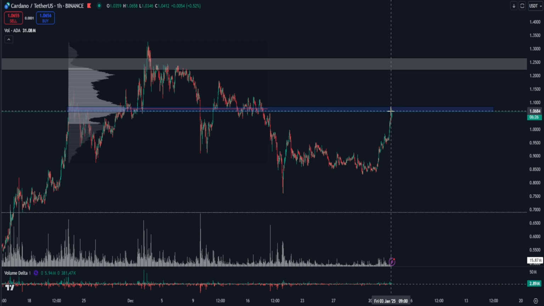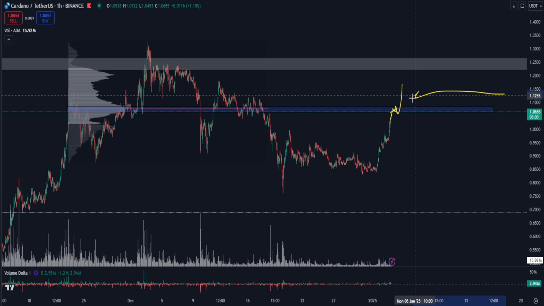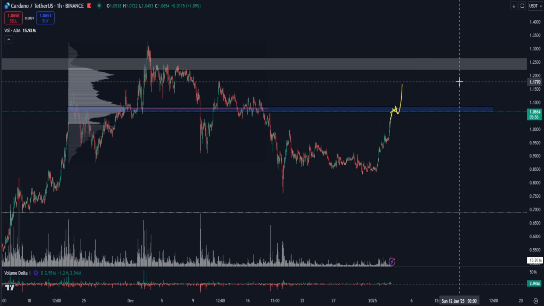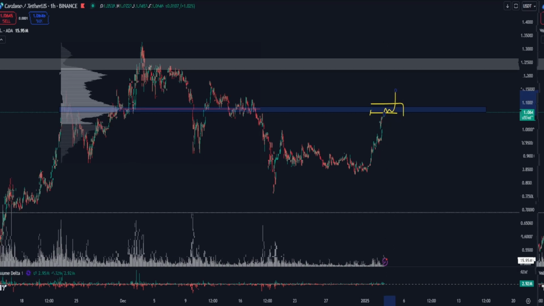How should we interpret this? Naturally, the price will face some resistance at this level. But if it breaks through, what's likely to happen is that the price could continue strongly to the upside, maintaining significant momentum. Therefore, we'll be paying close attention to Cardano and how the price reacts in this zone. Now, let's move on to Polkadot.